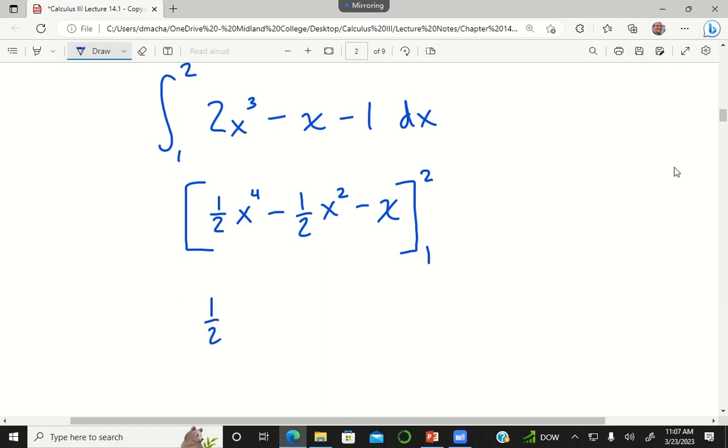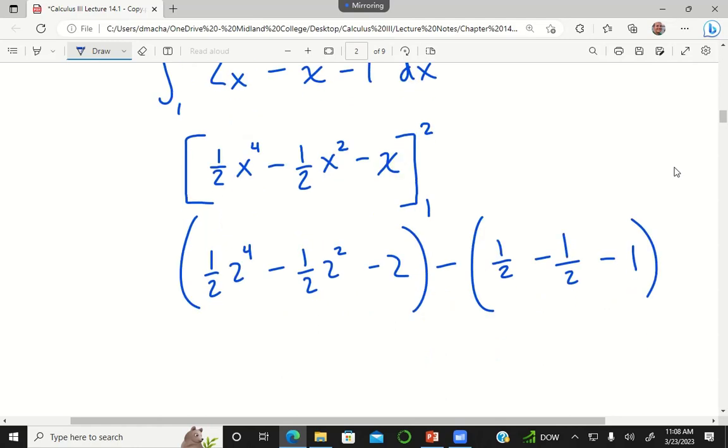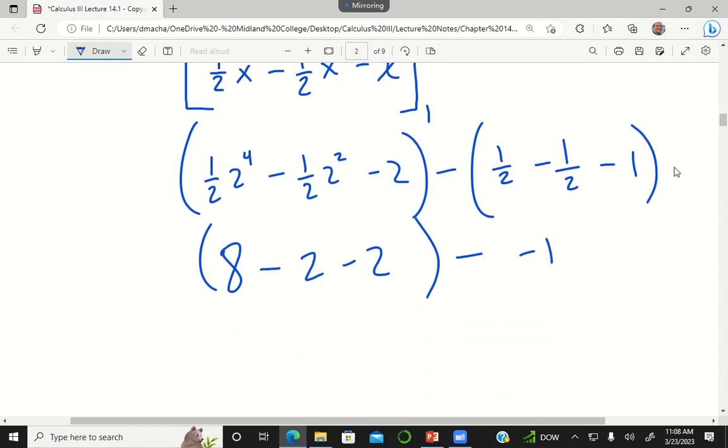So I'll have 1/2 times 2 to the 4th minus 1/2 times 2 squared minus 2, minus 1/2 times 1 to the 4th, which is just 1/2, 1/2 times 1 squared, which is just 1/2, and then minus 1. So this is going to be 8 minus 2 minus 2 minus negative 1. So it's going to be 4 plus 1. So it should be 5.